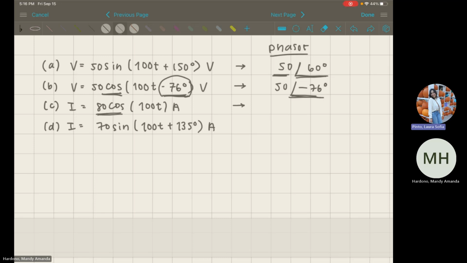And then this part, the part that goes in front of it, is always going to be the same here since it's magnitude. So this is amplitude and then this is amplitude. Then for C, is it 80 angle here?